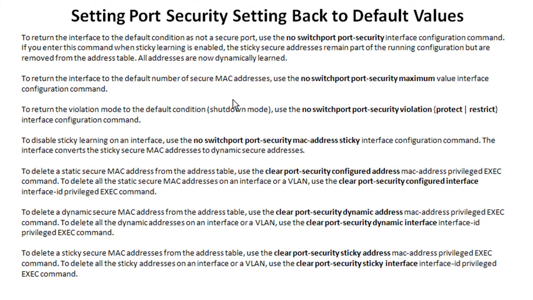This is to set the port security settings back to their default values. Most of these are pretty logical. If you want to set the maximum number of MAC addresses back to the default, just go ahead and enter no switchport port-security maximum and then the value, and that will set it back to the default, which is 1. This one's interesting because this will set it to the default. I will check this out on the CLI.